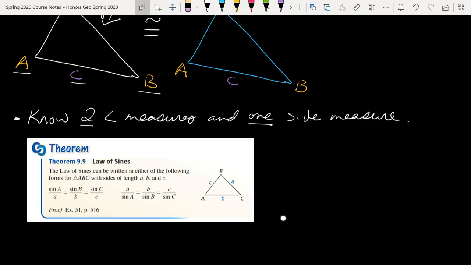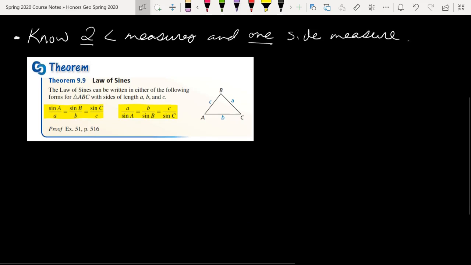scribbling all the time. If we happen to know ASA or AAS, we can apply these formulas, which are really the same formula, and find all of the sides or angles of a triangle. So on our good friend triangle ABC, if I happen to know angle A, angle B, and the length of side C, I should be able to figure out the rest of the triangle. At least this is what triangle congruence tells us.